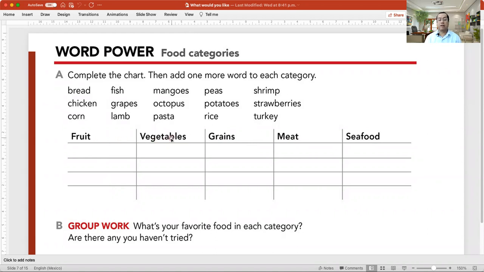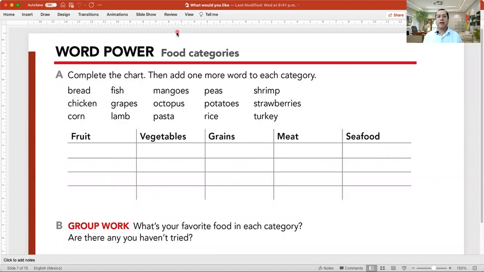So fruit is fruta, vegetables is vegetales or verduras, grains means granos, right? Meat is carne, and seafood is mariscos or comida del mar, right? So I'd like to remind you that vegetables can also be referred to as veggies, actually.